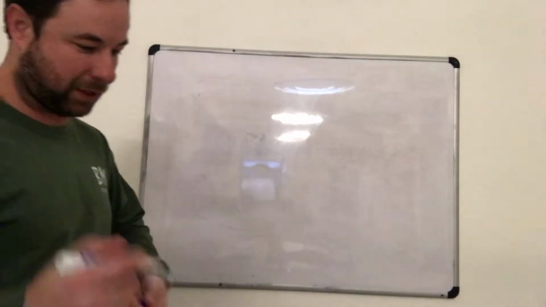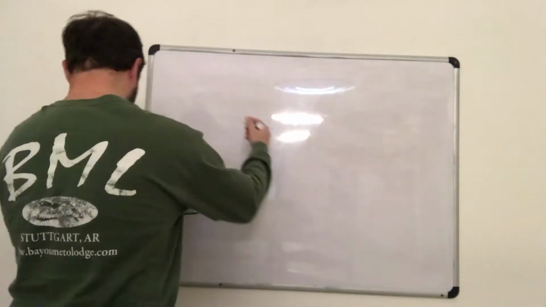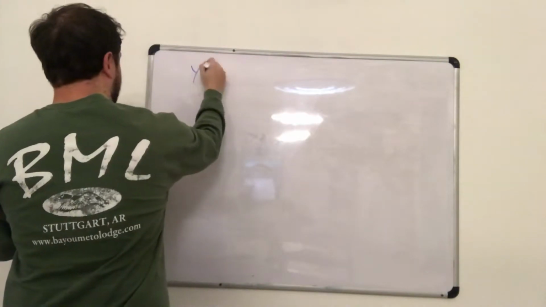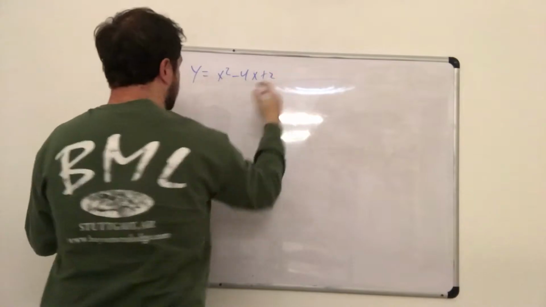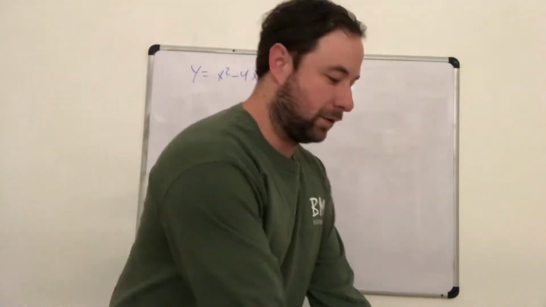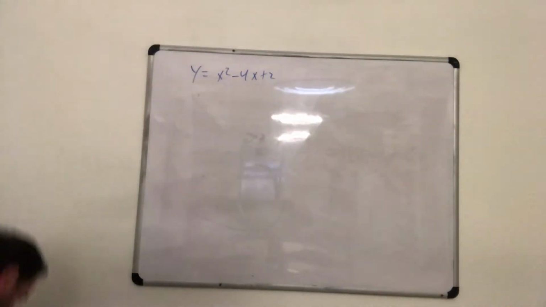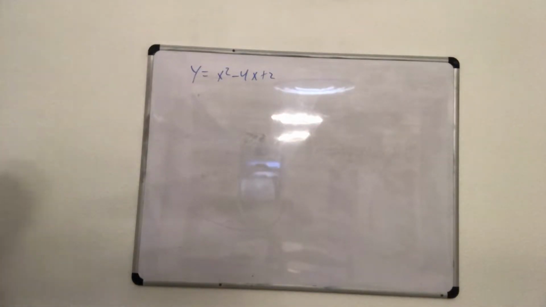In this next session, we're going to look at lessons 54 through 56. The first thing that we're going to start with is graphing parabolas. You're going to start with y equals x squared minus 4x plus 2. And the way you're going to do this is you're going to solve by completing the square.